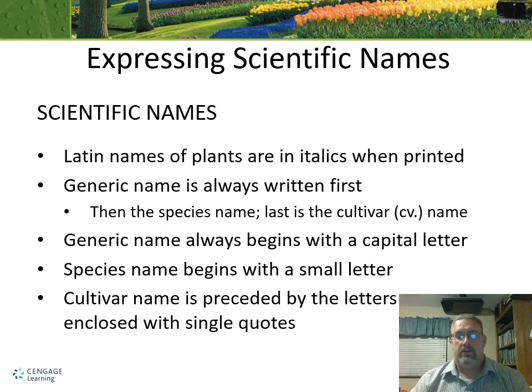So I talked about this earlier. The genus is always capital. The species is always a small letter. Something you'll notice there is, sometimes you'll have something called a cultivar, which is either a hybridized version or a specific color. So a species may be a specific species, but then you may have a different color.